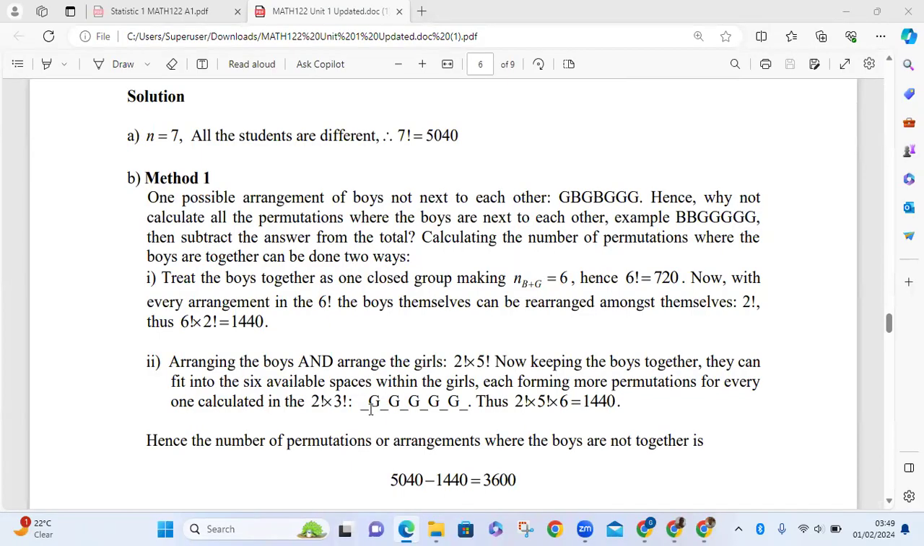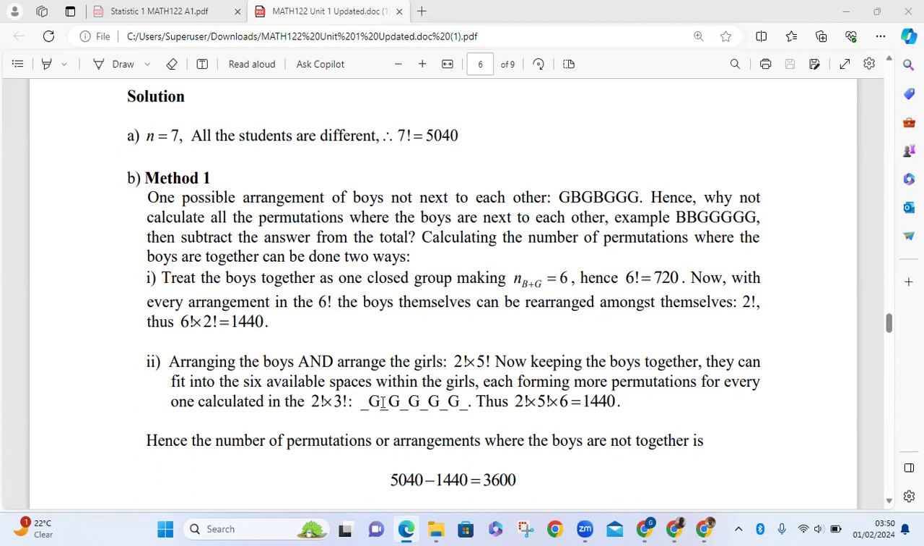So take, for example, in this space there, that space to the left, you are arranging the 2 boys and you are arranging the 5 girls. Okay, so that will give you 2 factorial times 5 factorial. And separately now, you can put the two boys in here, in that space there, and repeat the same thing, arranging the two boys and arranging the five girls.